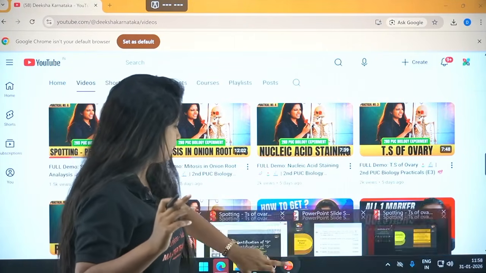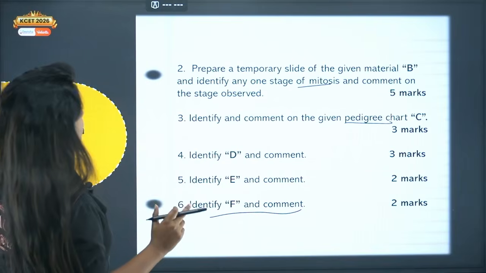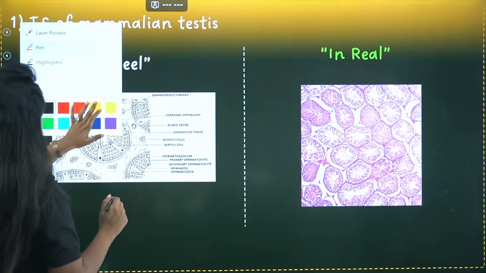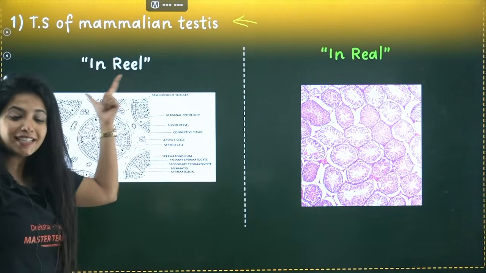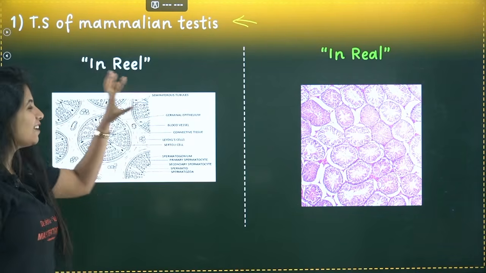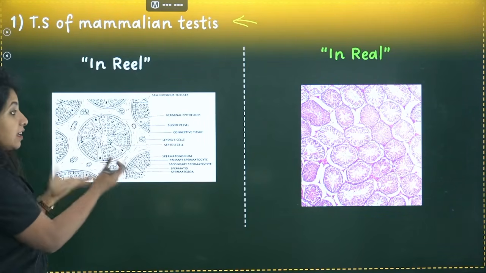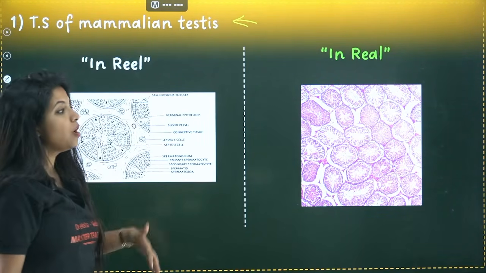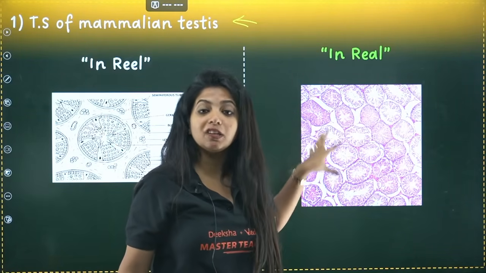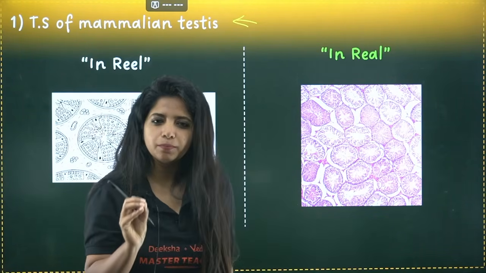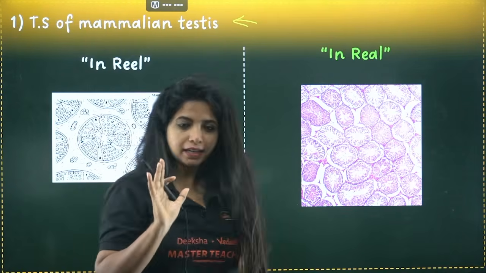Okay, now coming back over here and talking about the first thing that we have to spot, and that is the mammalian testis. So in real, my dear children, it looks like this. Either this type of picture can be given to you, or a slide can be given. If it is a slide, it will look like this. Now it's very simple to identify it. I'll tell you how. Listen.